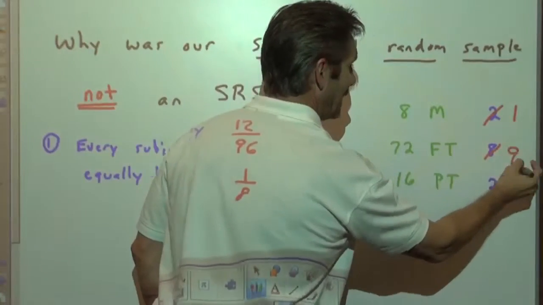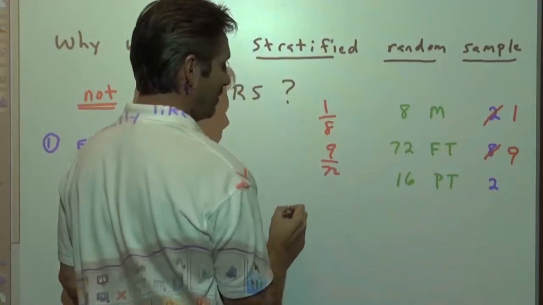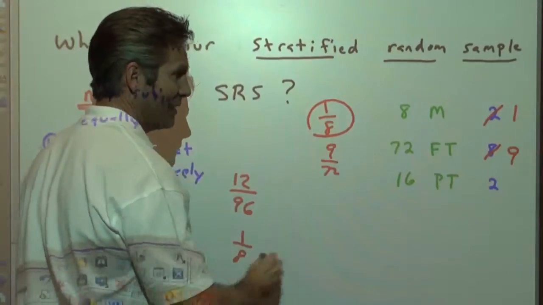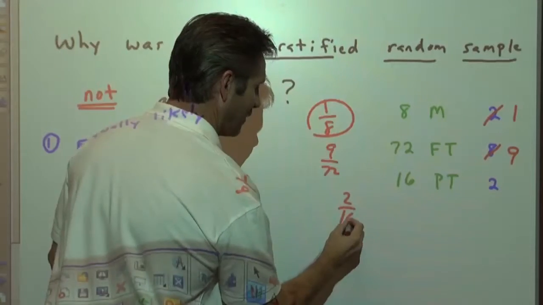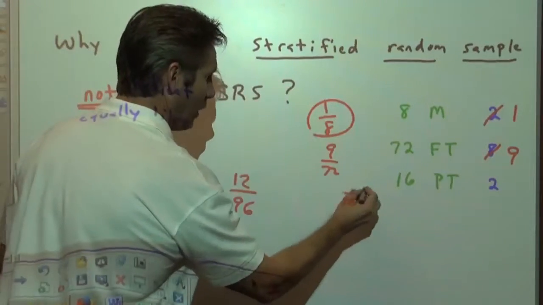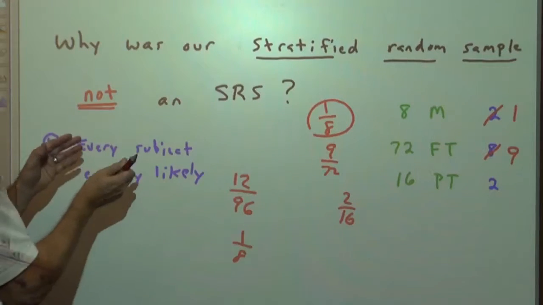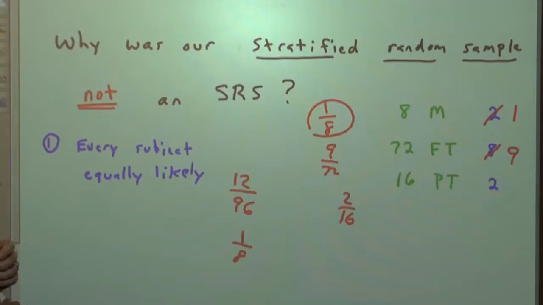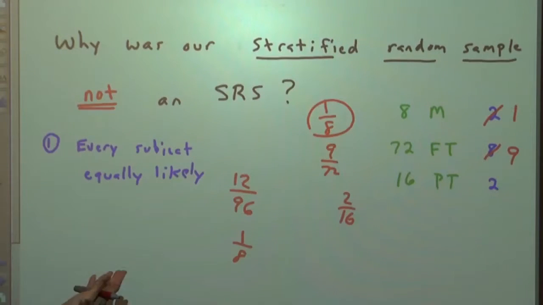Take 9 out of the 72 full-timers, because 9 out of 72 is also a 1/8 chance. And we'd still take 2 out of the part-timers. That's 2 out of 16. That also is still a 1/8 chance of being selected. So we can make it so that the first part of the definition of an SRS is obeyed if we take a stratified random sample, but usually it's violated.